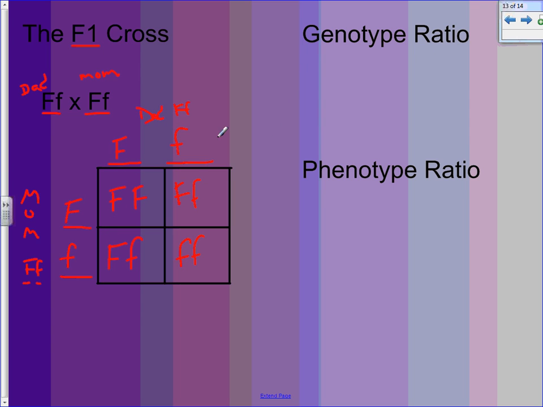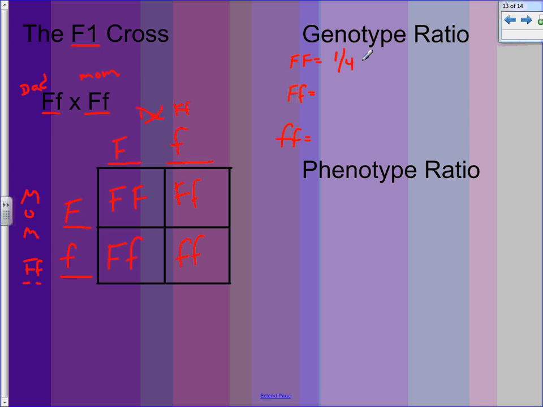Well, we have 1 out of the 4 is big F, big F. 2 out of the 4 are big F, little f. And 1 of the 4 is little f, little f. So if we do the percentages here, 1 out of 4, that's 25%. 2 out of 4, that's 50%. And 1 out of 4, that's 25%.